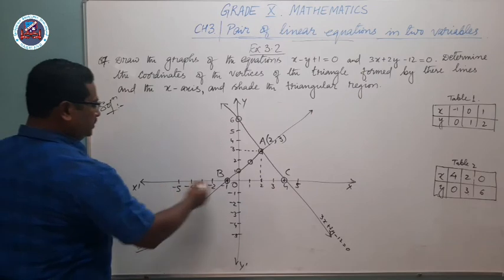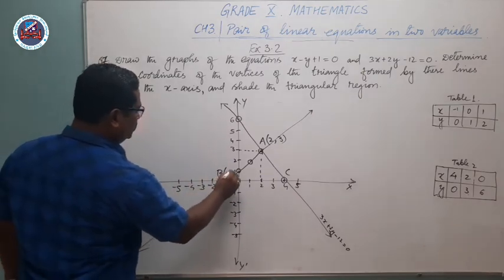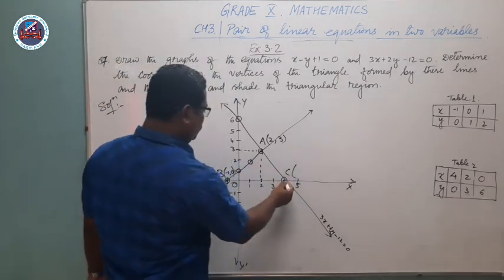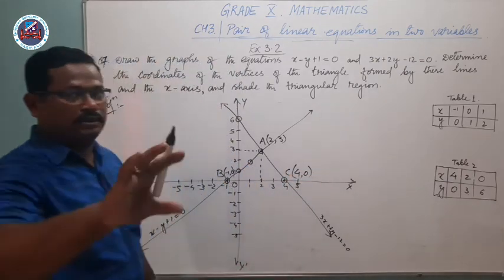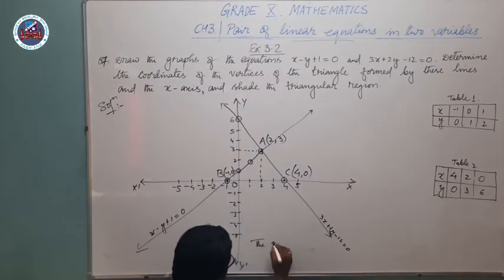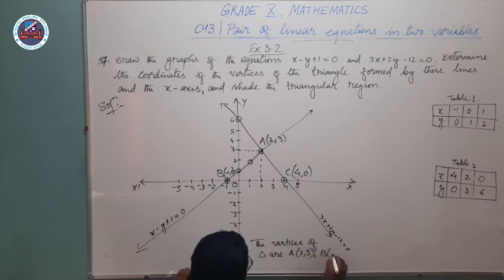Then B, x is minus 1, y is not going up, not coming down, it is 0. Minus 1, 0 is the coordinate for B. And C, x value is 4, y value is 0, so 4, 0. Neatly you can write down below on the page that the vertices of the triangle are A (2, 3), B (minus 1, 0), and C (4, 0).